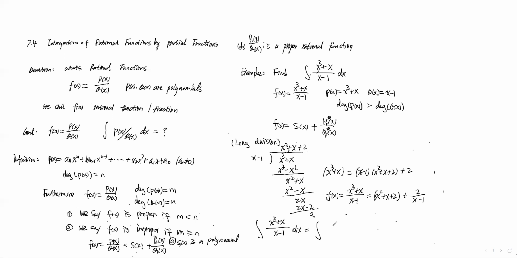That's okay. x squared plus x plus 2 and plus 2 over x minus 1 dx. So the antiderivative for this term is 1 over 3 x cubed plus half x squared plus 2x plus 2 ln absolute value of x minus 1 plus C, right?